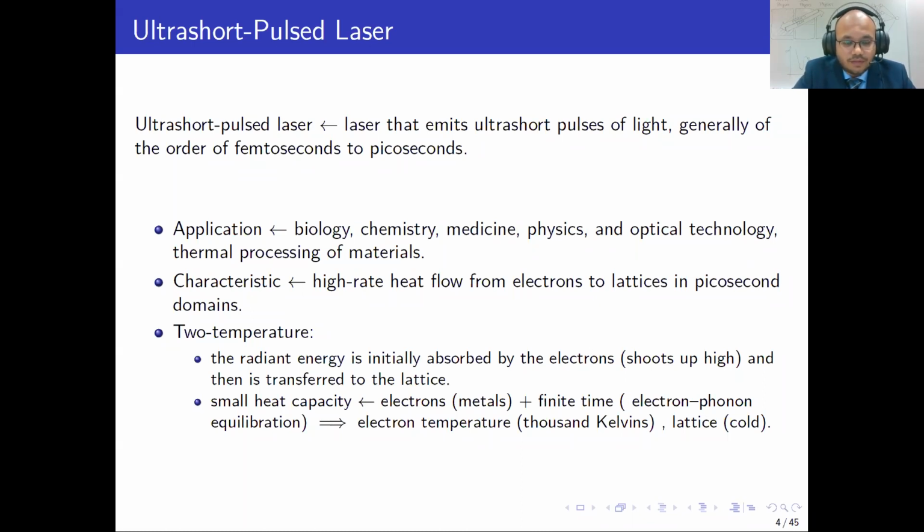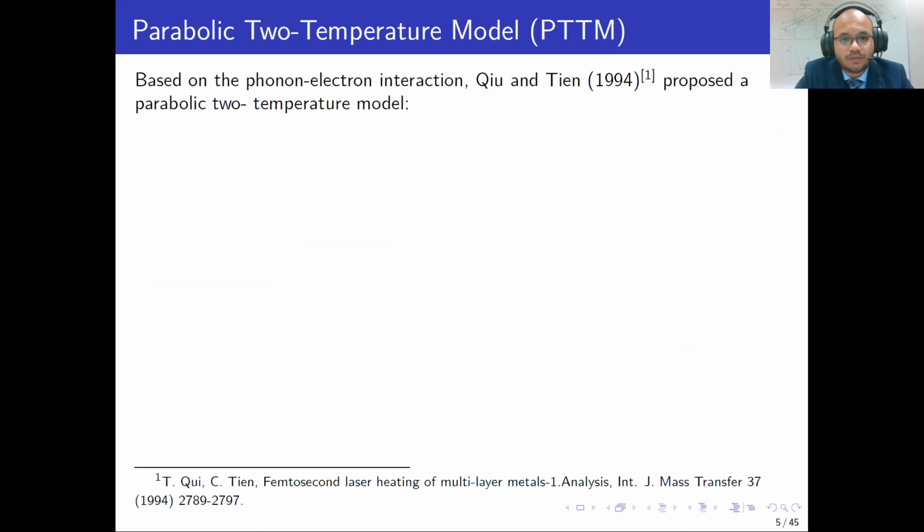In this kind of laser, there's one characteristic: whenever it's used in metals, there is a high rate of heat flow from the electron to the lattice, and that happens in a very short interval of time. The initial energy is absorbed by the free electrons, which shoot up very high in temperature, and then is later transferred to the lattice. But because the specific heat capacity of the electron is very small, and because of the finite time of the electron-lattice coupling factor, the electron temperature rises very high while the lattice still remains cold. So there are two temperatures in this model, and that's why the equation that models this kind of heat mechanism is known as the parabolic two temperature model.